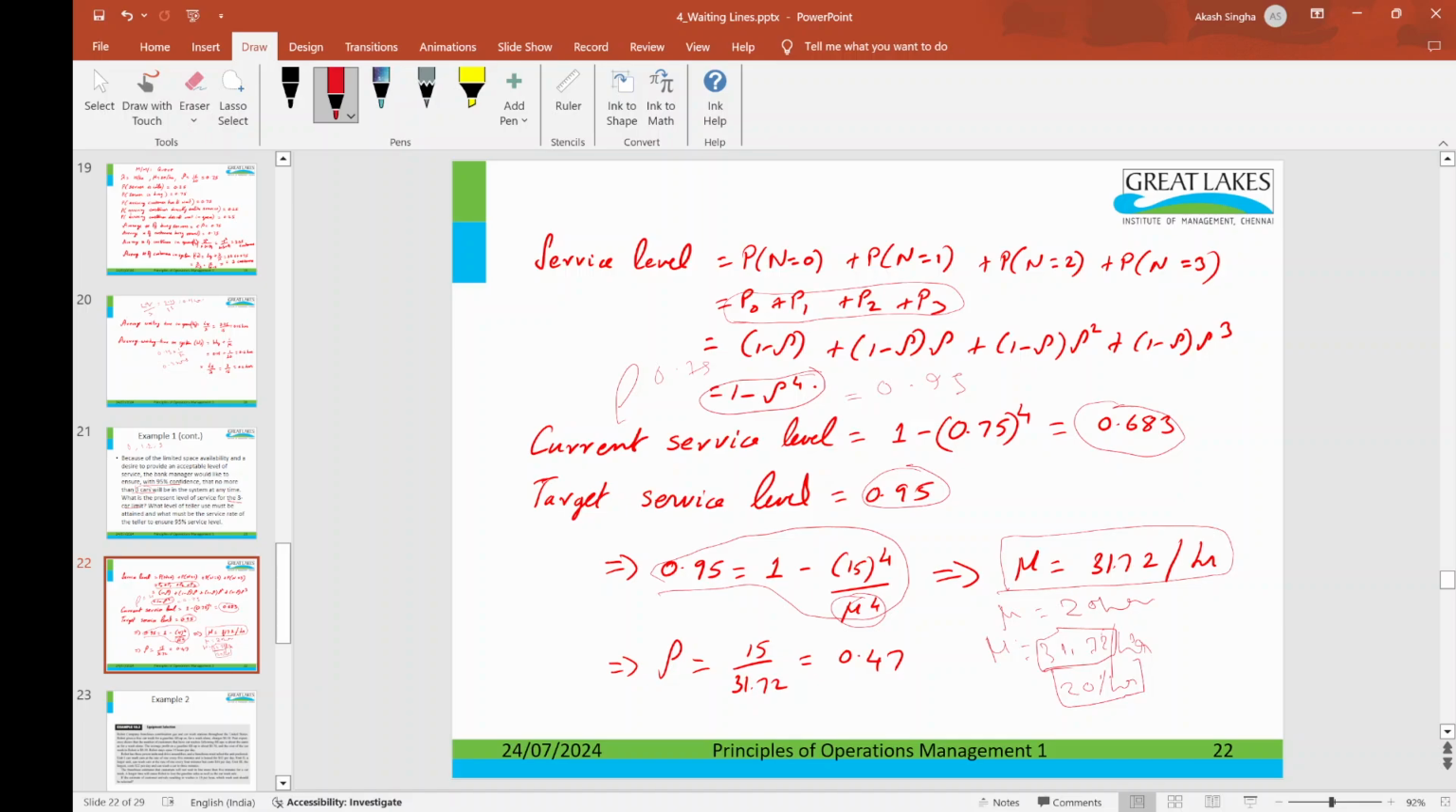And for that, we have to increase our service rate, which will result in the utilization factor going down, because it was previously 0.75 and it decreased to 0.47. Now we have the capacity of doing 31.72 per hour and the average is 15 customers coming. So utilization of the machines will be decreasing. That is the reason.